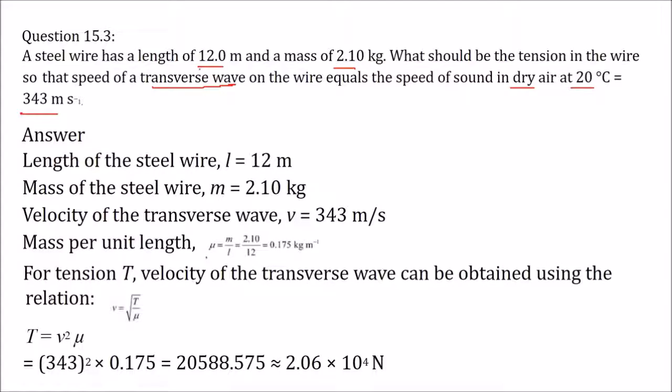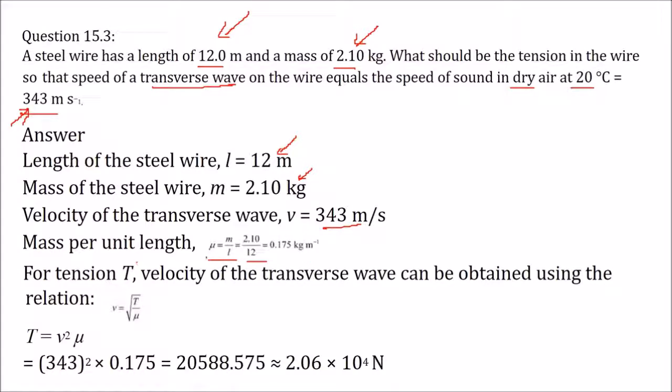So the length of the steel wire is what? 12 meter. The mass of the steel wire is 2.1 kg. The velocity of the transverse wave is also given. This is 343. The mass per unit length we have to find out. This is mu. This is mass per unit length. So mass you take per unit length, divide by 12. So this gives you mass per unit length, that is 0.175 kg per meter.